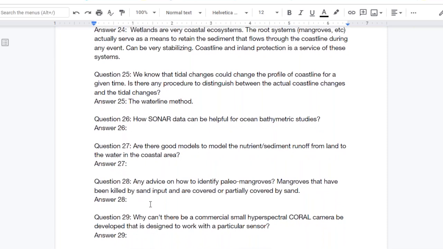How sonar data can be helpful for ocean bathymetric studies? Sonar data has been used for decades to study the ocean floor. And not only the ocean floor, but even a lot of people in the fishing industry use sonar to find where particular schools of fish are.